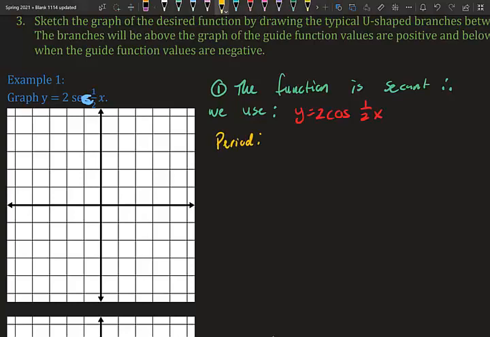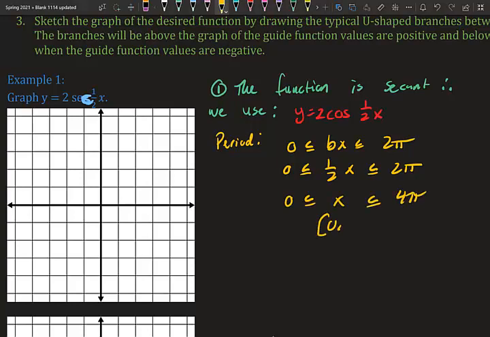And the period is, that's our formula for it. So let's go ahead and graph our period. We have 0 is less than or equal to 1/2 x, that's less than or equal to 2 pi. So we have 0 is less than or equal to x, that's less than or equal to 4 pi. So that means our period is 0 to 4 pi.